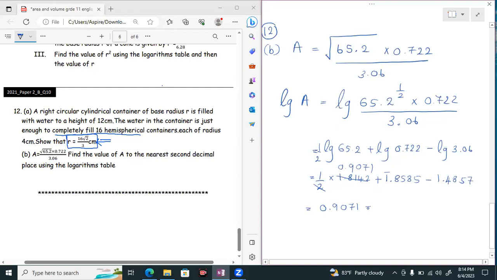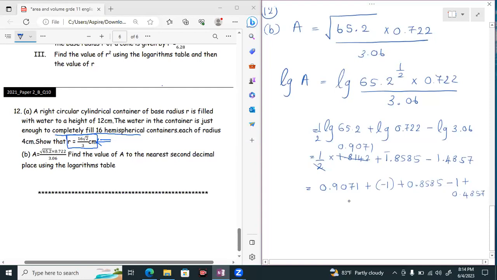0.9071 add here 1 become -1, add 0.8585 subtract 1, add 0.4857. It is better to separate the mantissas and characteristics. Okay, then here by adding these two together it becomes -2. If you add all these, have you got these values for the logarithm values?